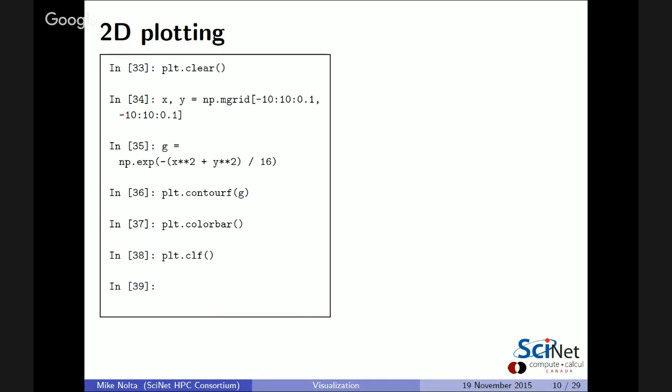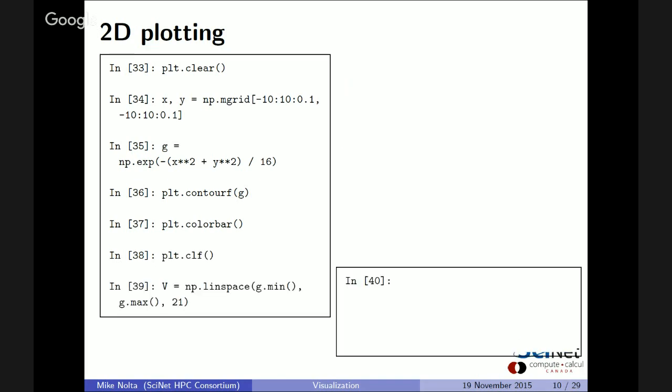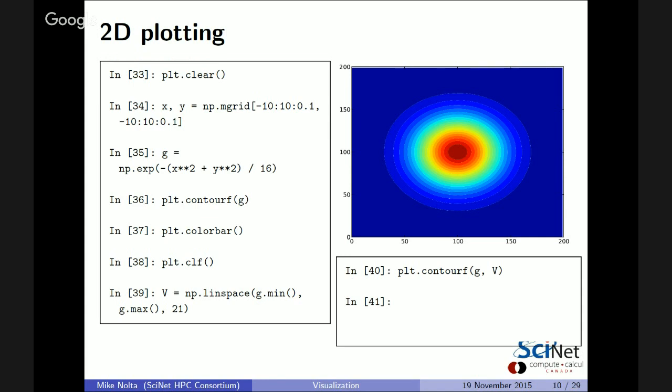So it will pick levels automatically if I don't specify them, but now I want to specify them. So I'm going to make a little vector of 21 equally spaced values between the minimum and the maximum of my z data. And now just call contourf again with my z matrix and then a vector of the values I want the contours to be displayed at.